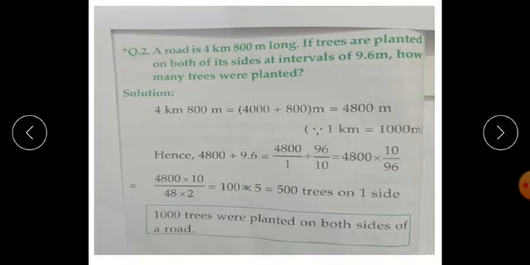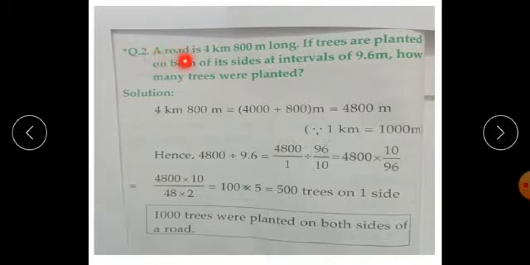Word problem from practice set 17, question number 2. A road is 4 kilometer 800 meter long. If trees are planted on both of its side at intervals of 9.6 meter, how many trees were planted?